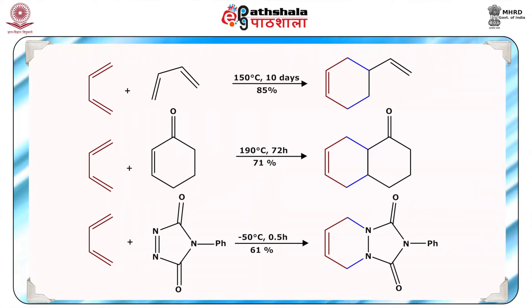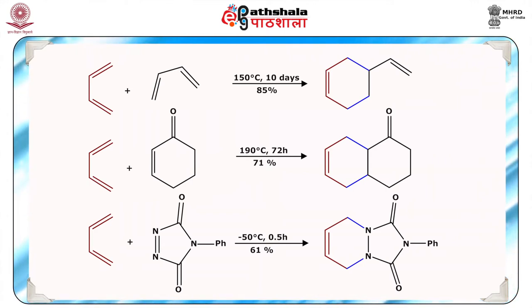The dienophile, which is in configuration E or Z, results in an adduct which has stereochemistry syn or anti respectively. The reaction is slow for unsubstituted dienophiles and the rate of reaction is enhanced by attaching suitable electron withdrawing substituents like carbonyl, nitrile and nitro at the terminal alkenes.